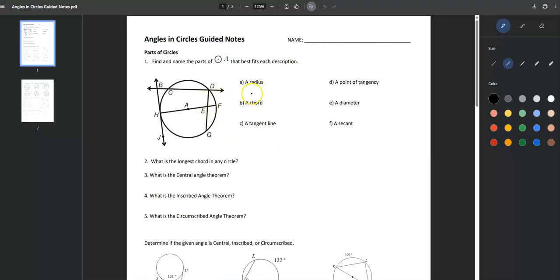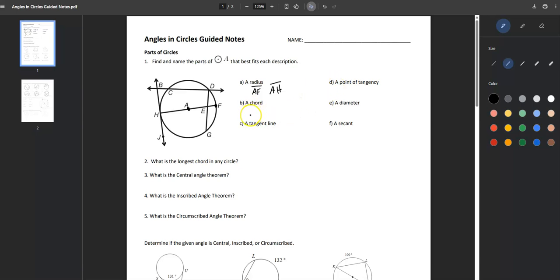So a couple vocab words just to make sure we are good with. Remember, a radius is from the center to the outside. So like this would be like AF. So we're going from here to the outside. That would be one. You could also do AH would also be considered a radius as well.